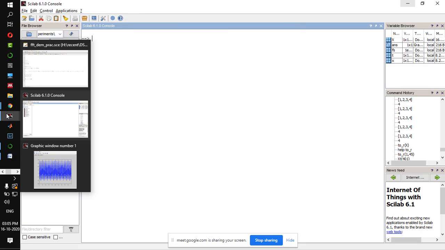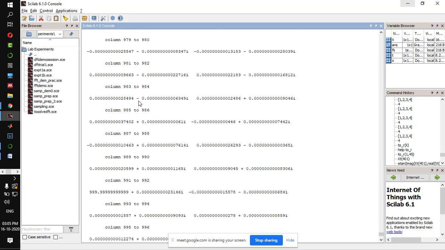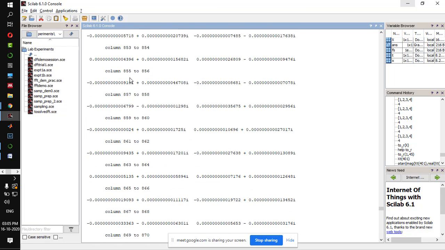I'll run it. Anyhow, I got the signal because I have plotted it. If I type capital X and hit enter, see what these are. These are all x of k. This is the value at k equal to 855, k equal to 856, k equal to 857.